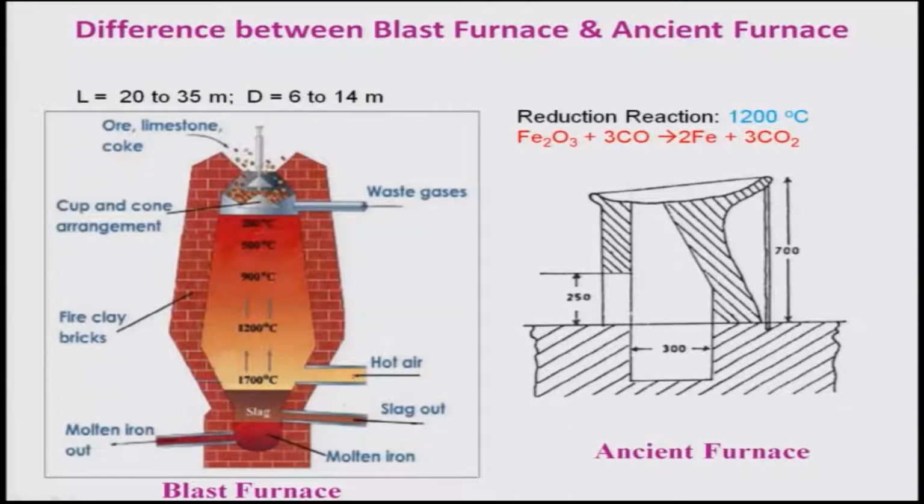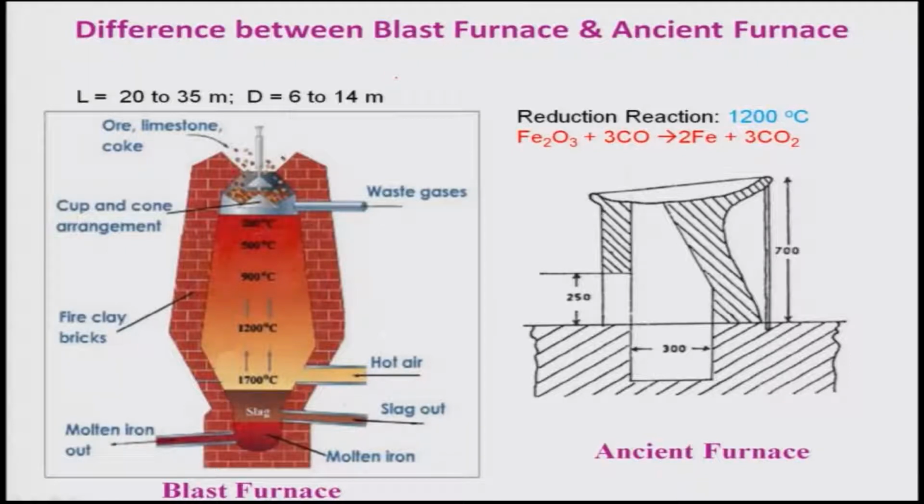In our traditional process we use cold air, I mean normal or ambient air. The slag comes out, and of course you get the molten iron out. But if you look at the length, something like 20 to 35 meters, it is quite huge. The diameter is 6 to 14 meters, and it can produce from 100 tons to maybe 1000s of tons of iron. This is very huge.